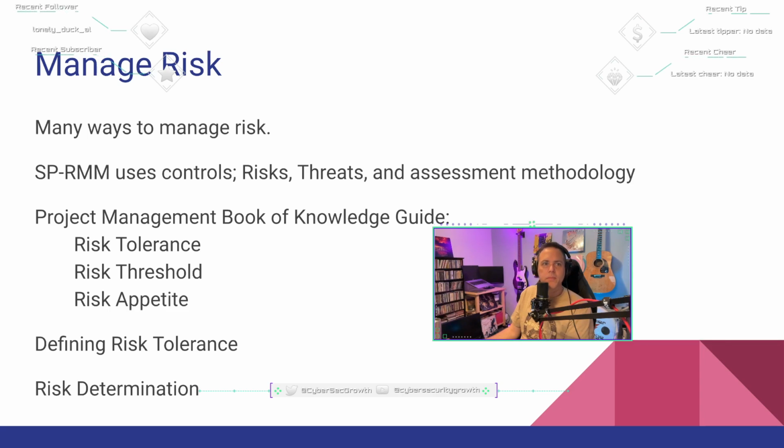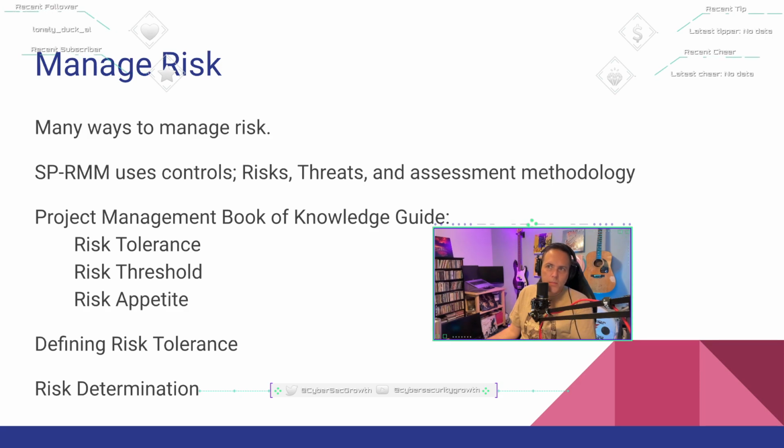Manage risk. So there are many ways to manage risk. In one of our upcoming episodes, we're going to have an episode that is all about risk management. So this is the SCF's take on managing risk. We'll do a deeper dive of risk from a wider lens in a couple weeks. So many ways to manage risk.